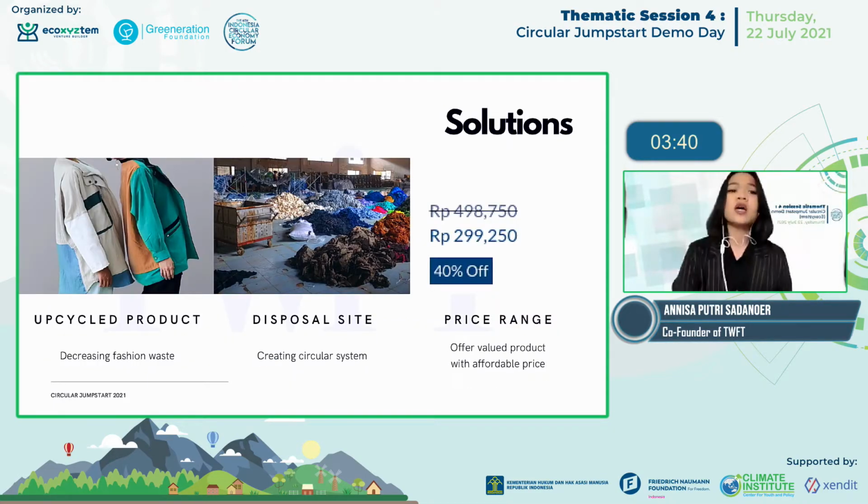So what can we do about that? We, TWFT, try to align the market needs and our environmental goals by means of closing the loops. We have upcycled products as a part of innovation in sustainable materials creation. And we also provide a disposal site for any individuals, local brands, clothing confection, or manufacturers who want to be a part of the circular system. Their fashion waste can be used and sold again. So we could decrease fashion waste that comes from the effect of overconsumption and overproduction in the fashion industry. And last but not least, of course, we offer our valued products at affordable prices in support of the nation's economic sector.